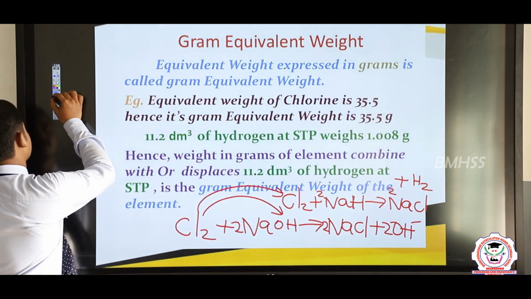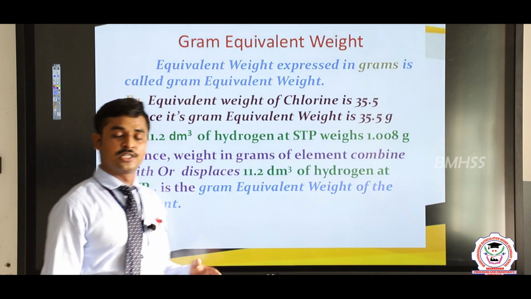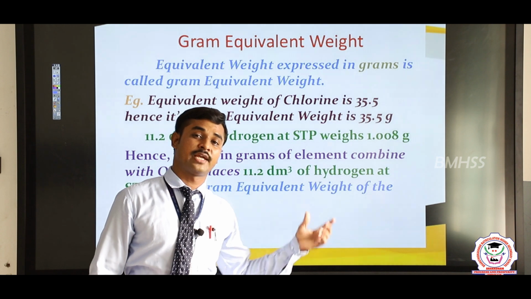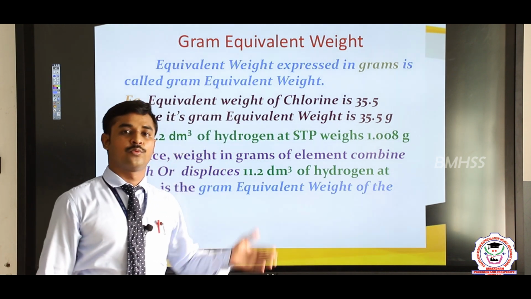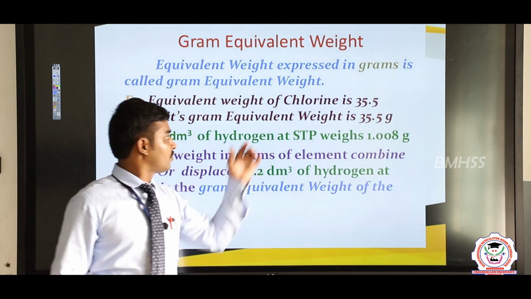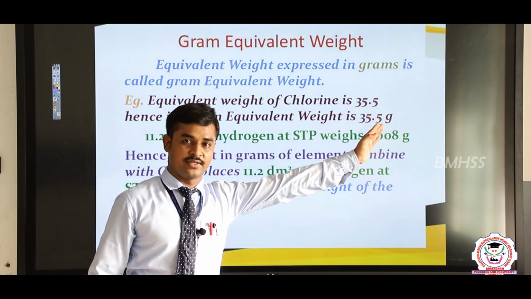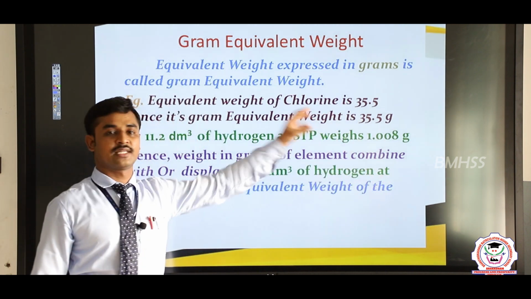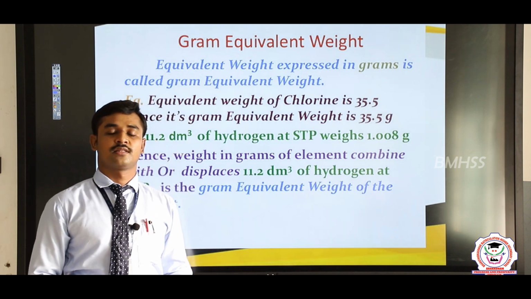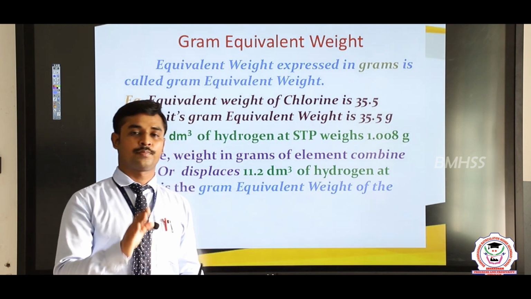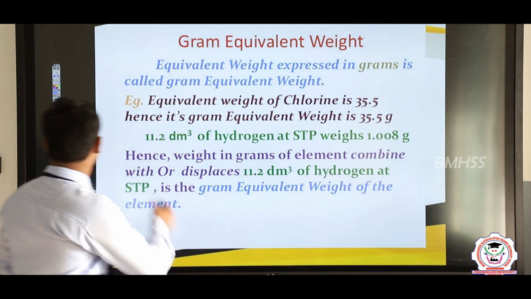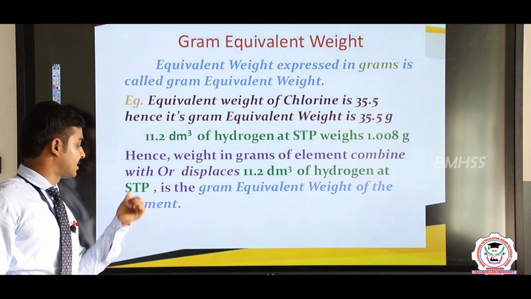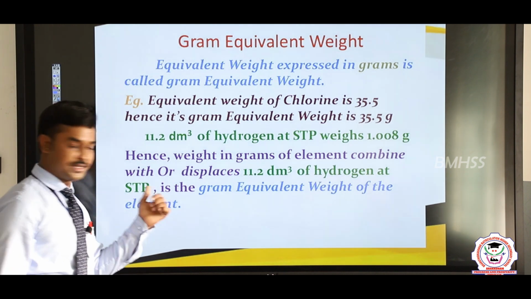Let's see here, the chlorine displaces the hydrogen in the sodium, and 1 hydrogen, that means 1.008 gram of hydrogen, is replaced by 1 chlorine atom. So, 1 chlorine atom has the mass 35.5 gram, and it can replace the 1.008 gram of hydrogen. So, this gram is the equivalent mass. So, equivalent mass is the mass of an element that displaces 1.008 gram of hydrogen. This reaction should be in standard conditions, that means standard temperature and pressure, STP.